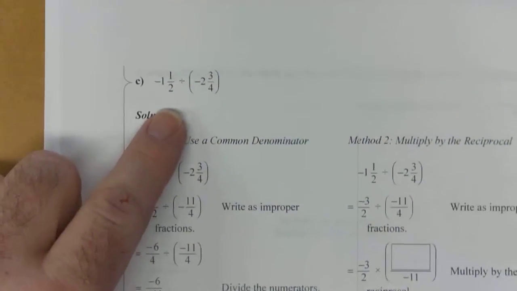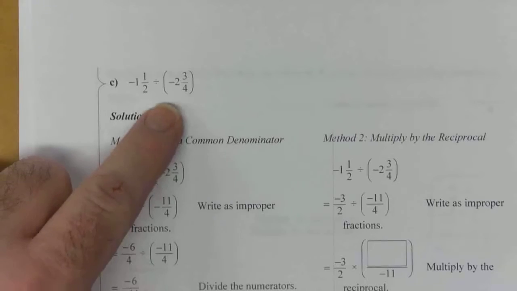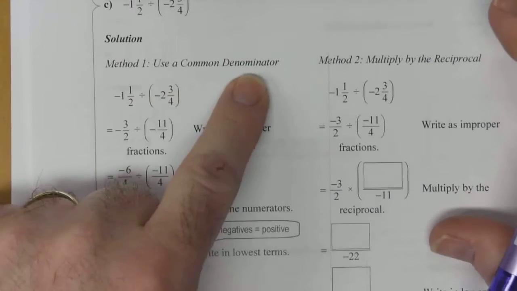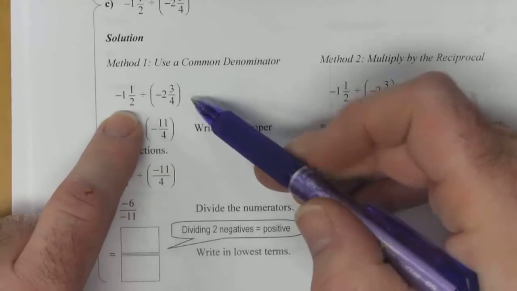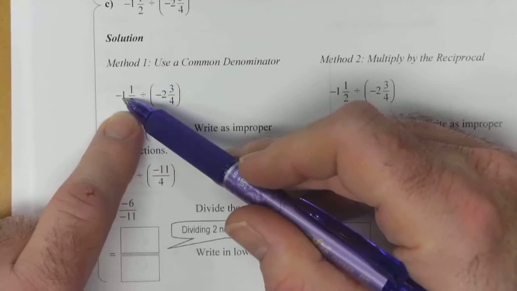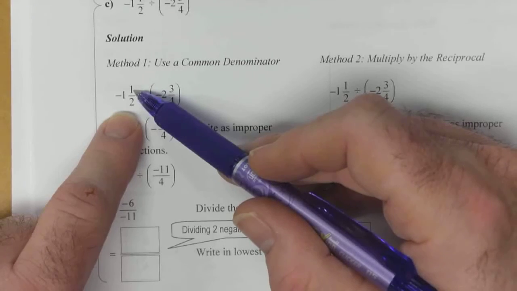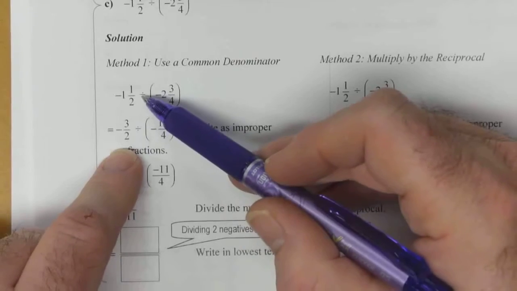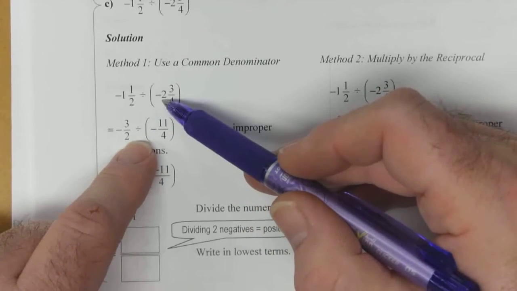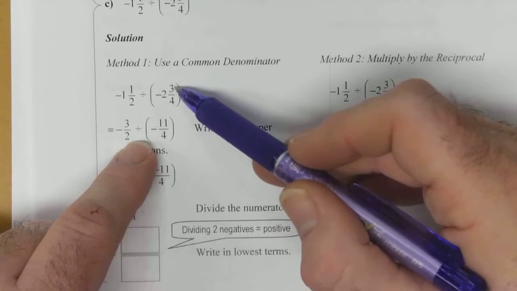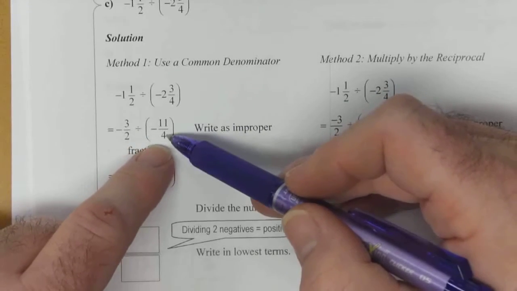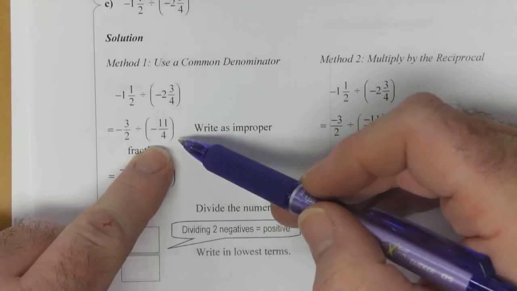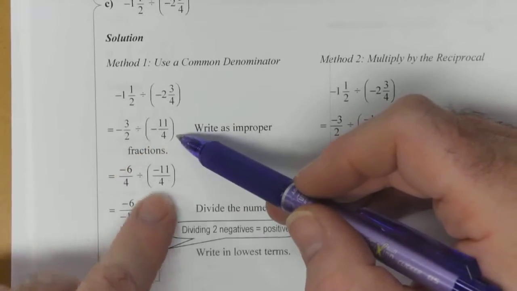Part C, -1.5 divided by -2 3/4. So use the common denominator technique. Convert first to improper fractions. 2 times 1 is 2, plus 1 again is 3, so this becomes 3/2, and it's -3/2. Divided by 4 times 2 is 8. 8 plus 3 is 11. So it becomes 11/4. And again, it's negative.